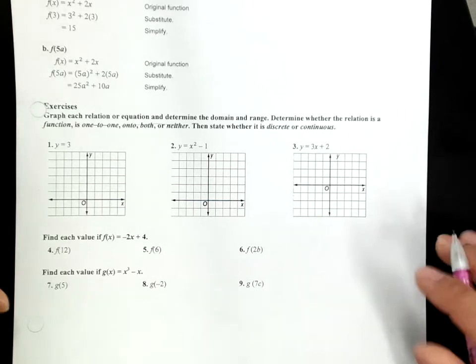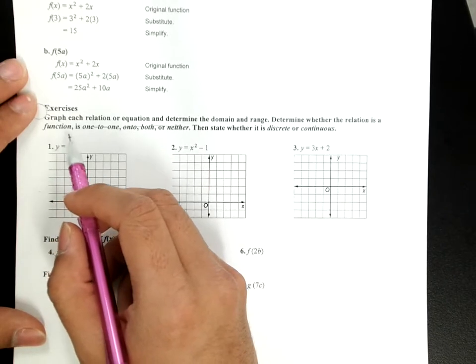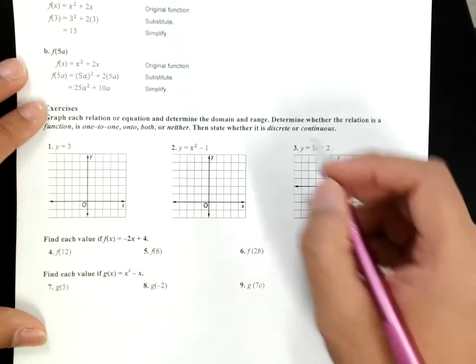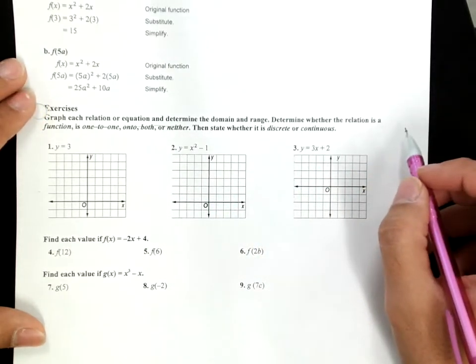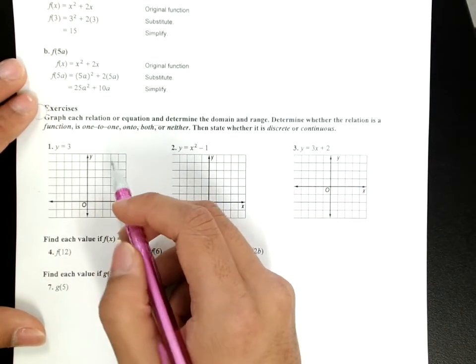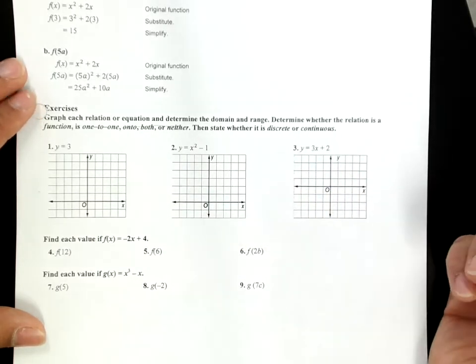Okay, so we're going to skip down all the ways to exercise on this one. And it's just going to ask us to graph and determine the domain and range and see if it's a function, and if it's a function, if it's one-to-one. Then we're going to say if it's discrete or continuous.